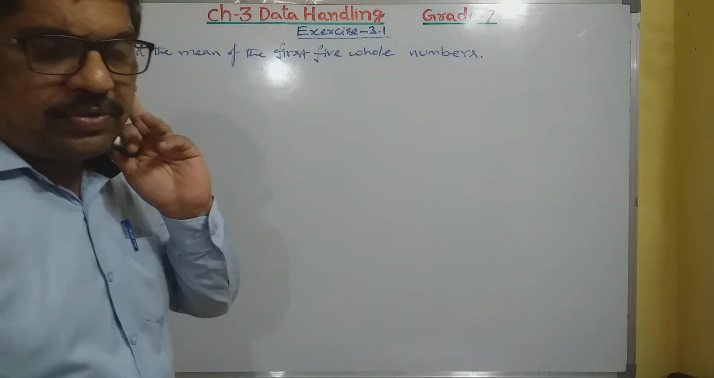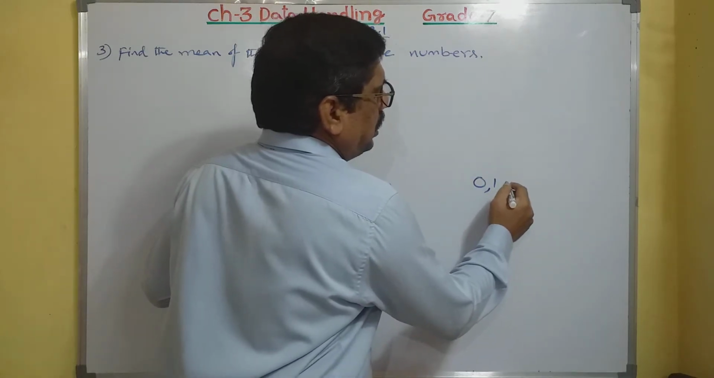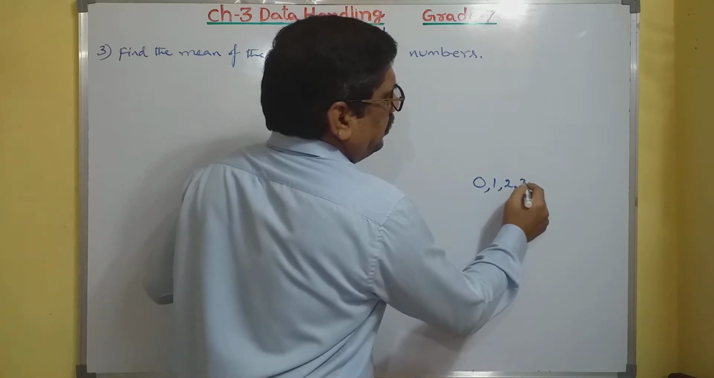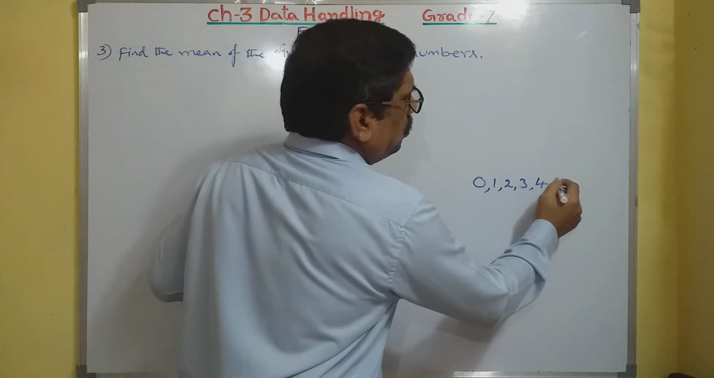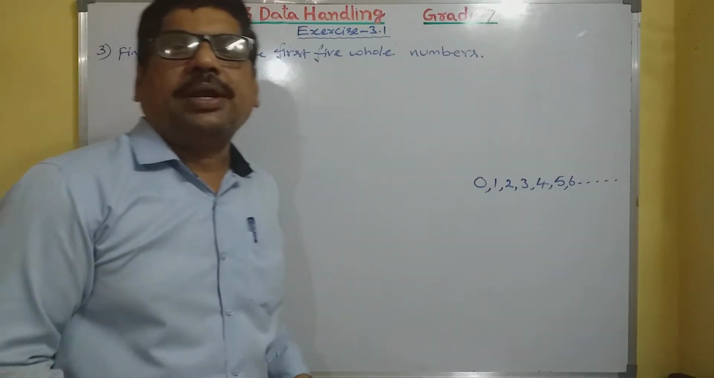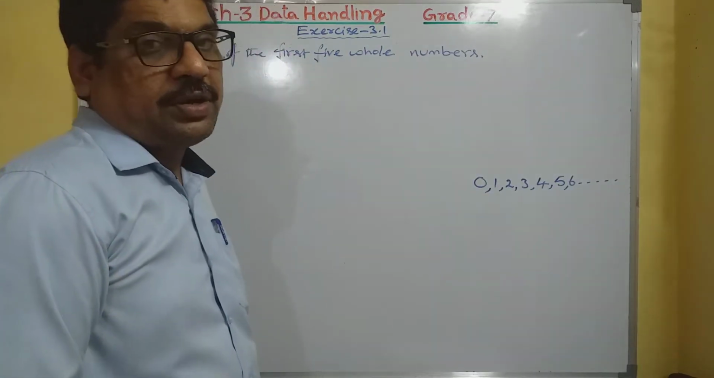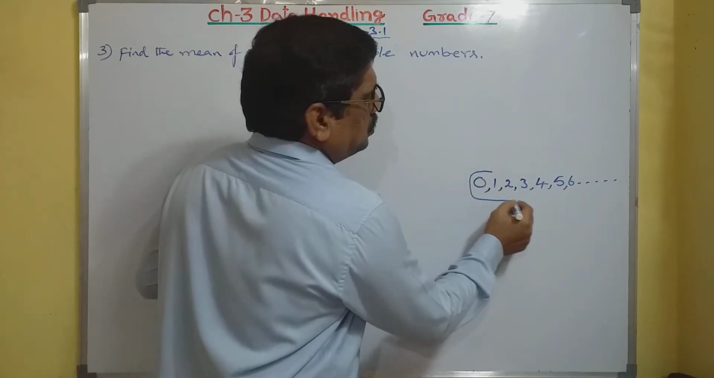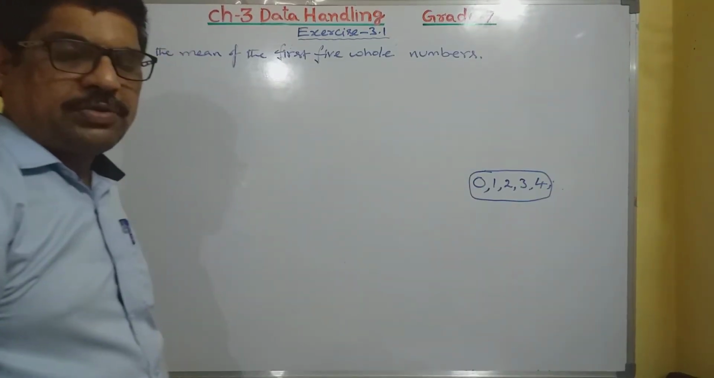What are the whole numbers? The whole numbers start from 0 and go up to infinity, meaning innumerable numbers will be there: 0, 1, 2, 3, 4, 5, 6 and so on. There will be no end. So they start from 0 and there are infinite numbers in the set of whole numbers. What are the first five whole numbers? 0, 1, 2, 3, 4. These are the first five whole numbers.